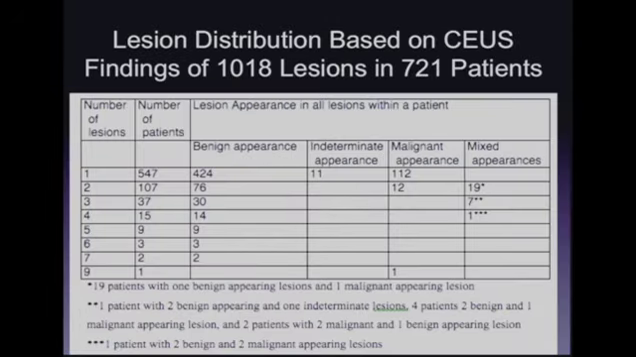This is the lesion distribution based on enhanced ultrasound. You can see that the vast majority of our patients had one lesion, 107 had two lesions, and listed here all the way to one patient having 9 lesions. And you can see that the malignant appearance was seen in the majority of the 1 and 2s, with one of the lesions in the patient with 9 lesions being a malignant lesion.